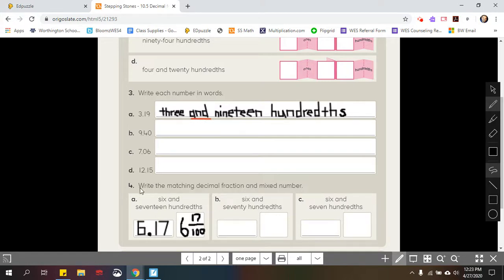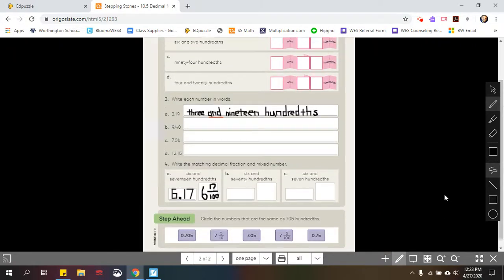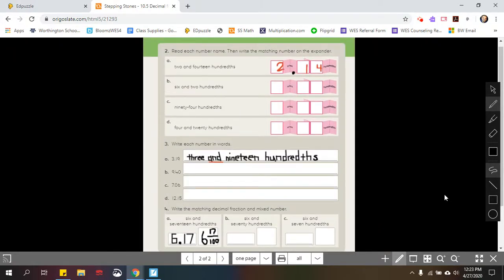And then when you get down to number 4, it says write the matching decimal fraction in mixed numbers. So they give it to you in word form. You've got to copy down what it would look like as a decimal and then what it would look like as a mixed number. Okay, so keep those in mind as you work on those tonight. Do your best on those. We'll go over those later on.